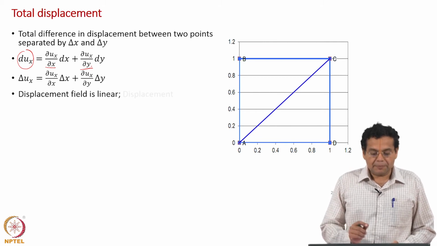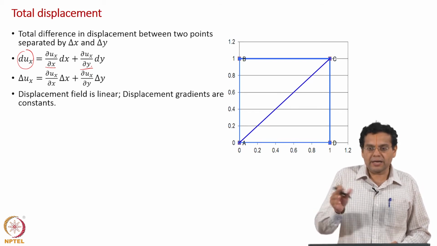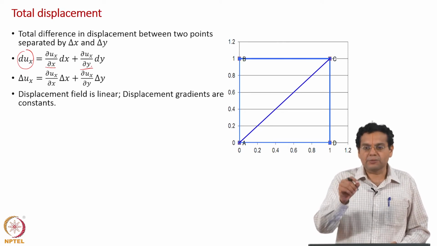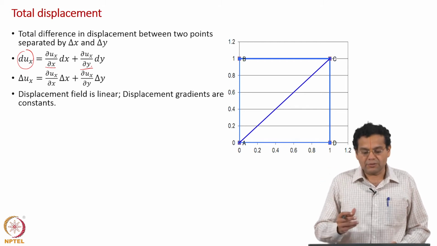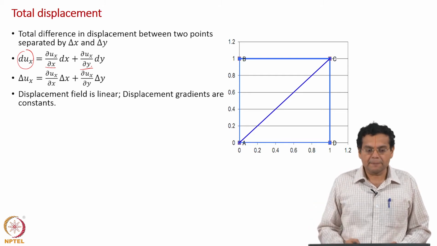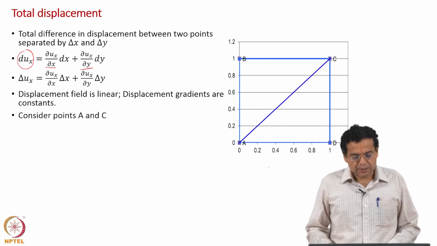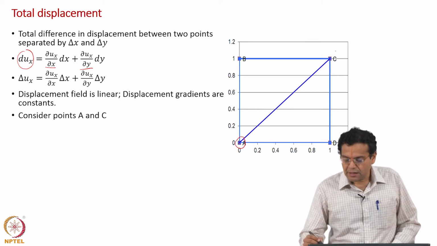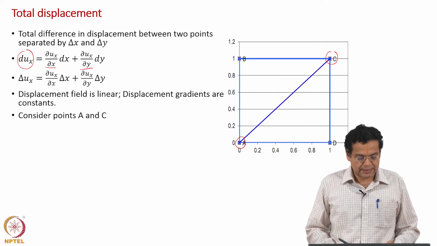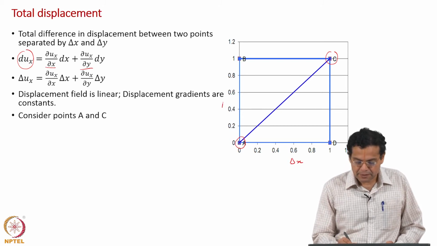Now, in this particular case the displacement field is linear, they are all functions of x and y, not x squared, y squared or x into y, which means that our displacement gradients are constants. Remember we had values 0.04, 0.5, 0.8 or whatever value, which means they are constant throughout the plate. So, the displacement field is linear, so displacement gradients are constants. Now let us consider points A and C. I will demonstrate all for point C, then you can extend to other points. Consider points A and C because they are delta x, this is delta x, this is delta y, distance away.